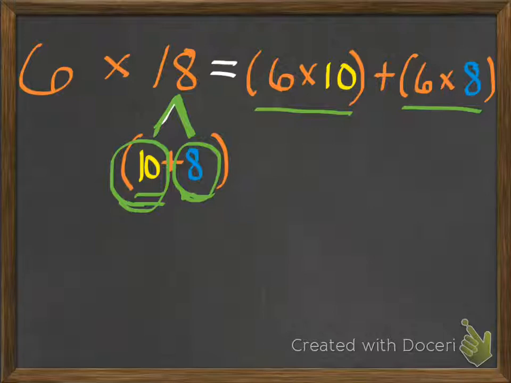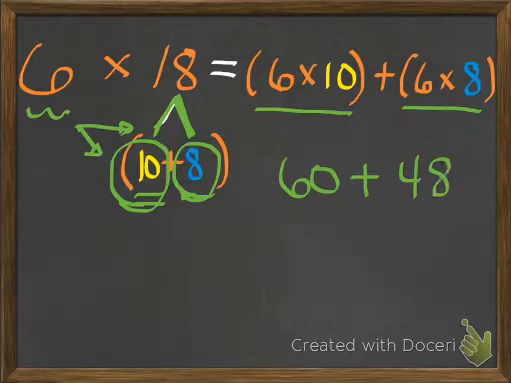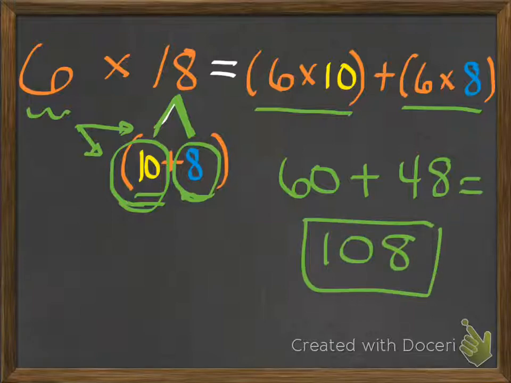Just multiplying 6 times the parts. I multiply it times each of the parts of 18. So I'm going to show you. 6 times 10 is 60, and then I'm going to add that together with 6 times 8. And 6 times 8 is 48. So 60 plus 48 is 108. And that's what my product should be.